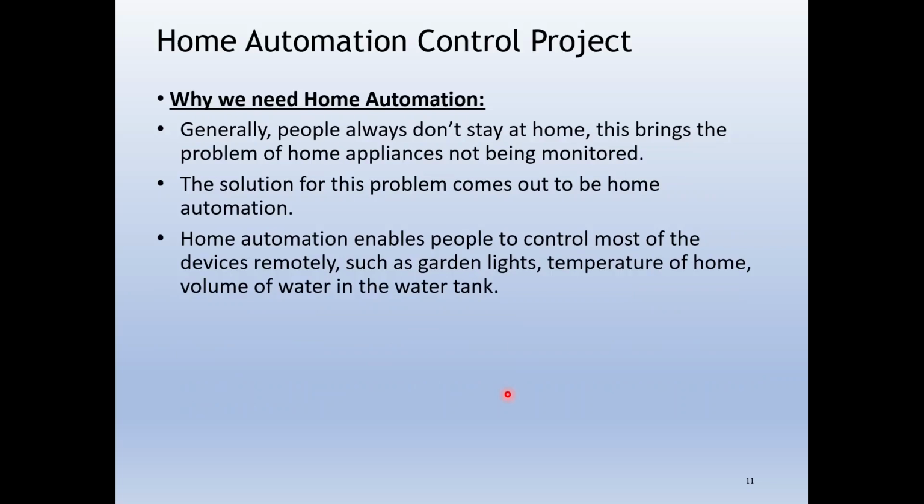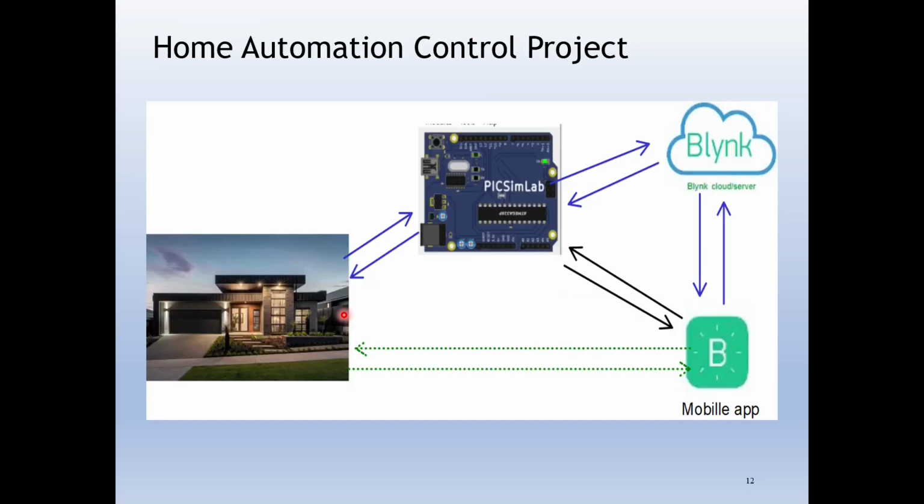Why we need home automation? Generally, people always don't stay at home. This brings the problem of home appliances not being monitored. The solution for this problem comes out to be home automation. Home automation enables people to control most of the devices remotely, such as garden lights, temperature of home, volume of water in the water tank.